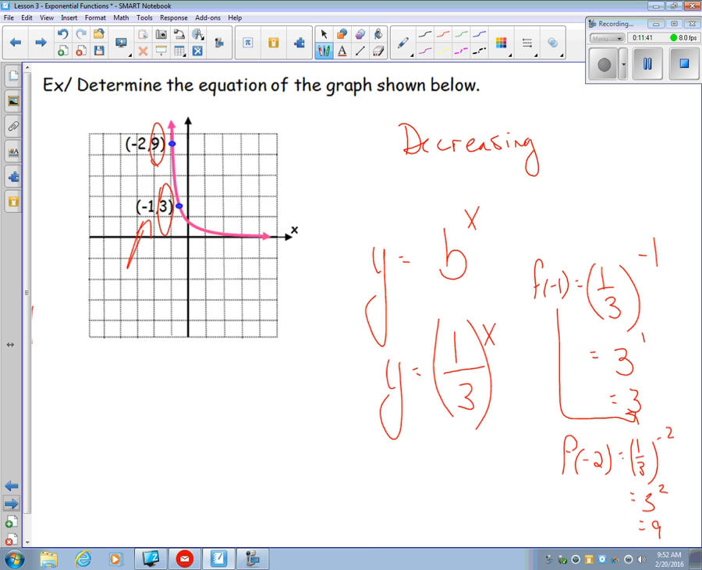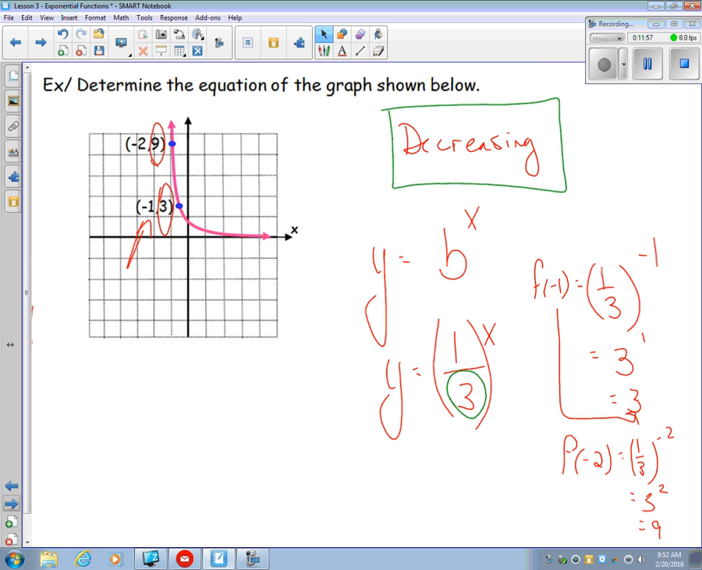So the things that really matter are the fact that it was decreasing and the fact that I recognize my base had 3's in it, or factors of 3's in it. Decreasing told me fraction. The numbers in my graph told me there are 3's on the bottom of that fraction.